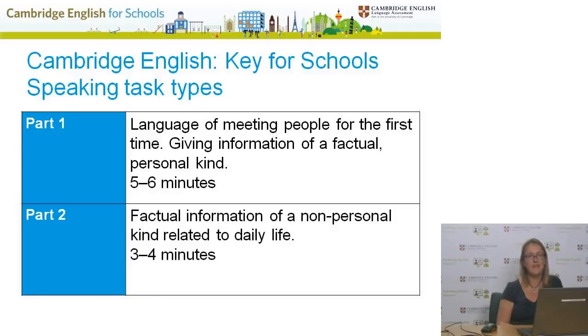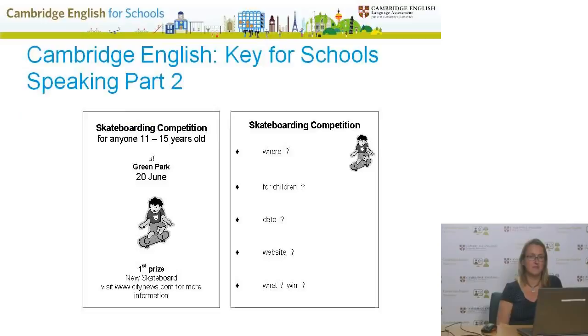In part 2, the 2 candidates interact with each other and are given a kind of information gap activity. Here's an example of a task. It's about a skateboarding competition. The examiner gives the card on the left to candidate A and the one on the right to candidate B. The examiner tells candidate B to ask about the skateboarding competition and candidate A to answer their questions.